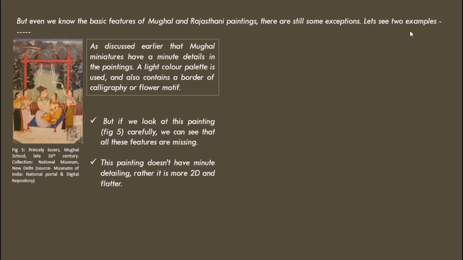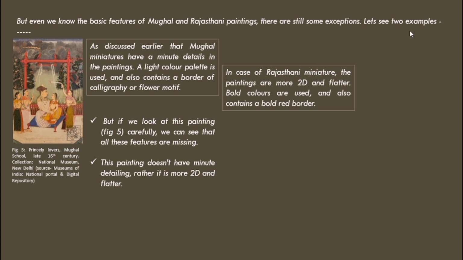In the background, very dark shaded colors are used, mostly gray or black. And in the front, in the attire of the princely lovers and their attendants, bold colors are used like yellow and orange, and even red, that are not seen in the other paintings that we have discussed earlier.